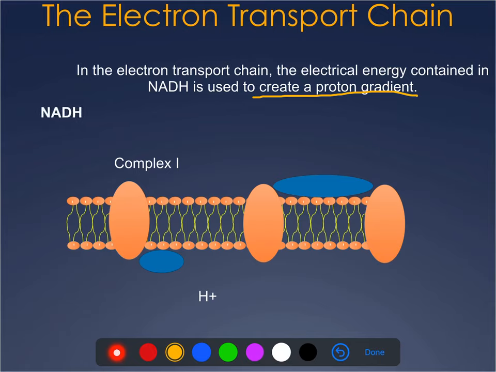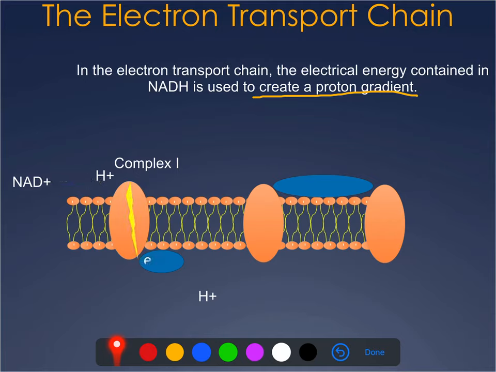So let's follow the path of some of these electrons. We're going to come in with NADH, and NADH is going to dock at complex 1, the first important protein complex in this chain. And it will then release its electrons. When it does so, it goes back to being NAD plus and H plus, and that's our first contribution to the proton gradient, as we just released an H up here in the top.